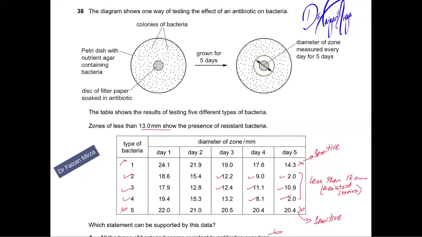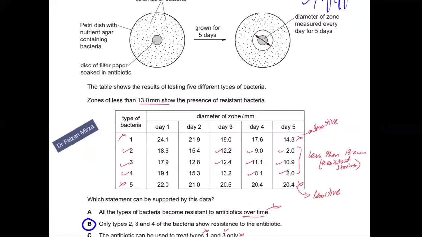The tables show the results of testing 5 different types of bacteria on the same antibiotic. Zones of less than 13 millimeters show presence of the resistant bacteria. So if the clear diameter is greater than 13, they're all sensitive. But a diameter of less than 13 shows that there are resistant bacteria and they were able to grow in the presence of the antibiotic as well.